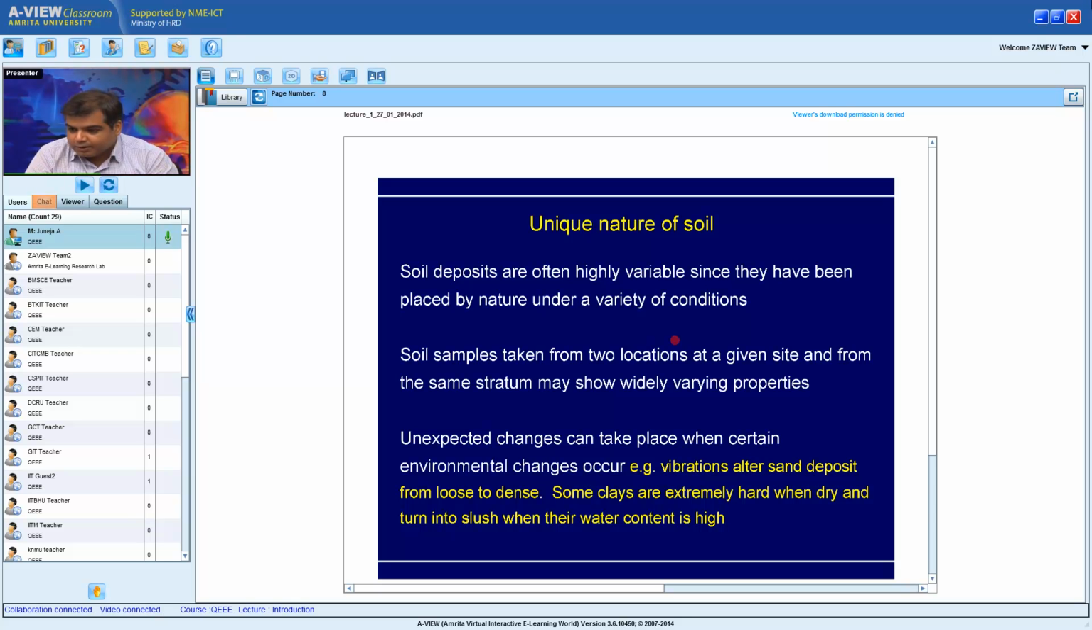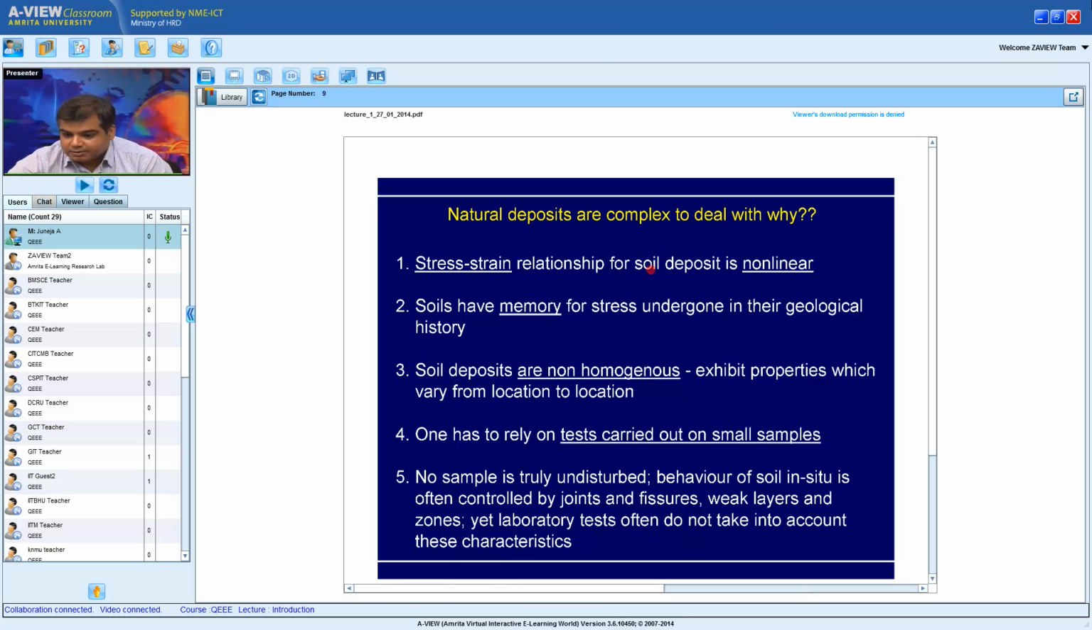Now let's move to the next slide, please. When we deal with natural deposits such as soil and rock, we say they are complex. The question is why. I've listed 5 points, which of course are not exhaustive. There could be a number of more points.